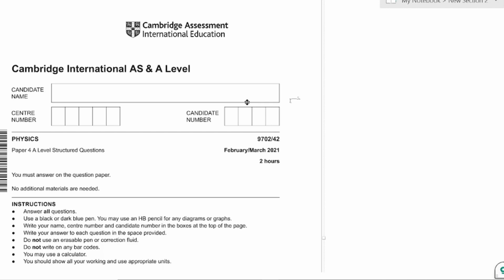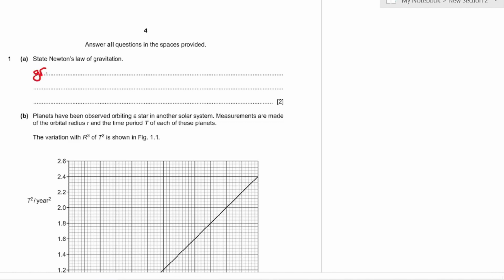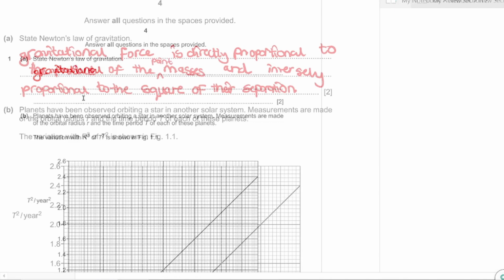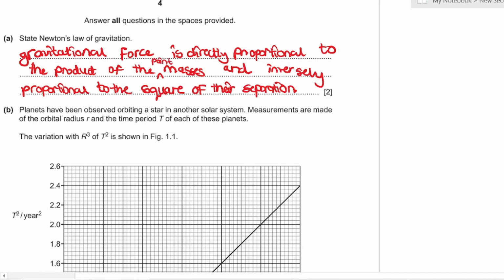Okay, to start off, we're starting off with a recall question. State Newton's law of gravitation. So Isaac Newton discovered this law, and it's called the law of gravitation. Basically, it states that the gravitational force is directly proportional to the product of the point masses and inversely proportional to the square of their separation.